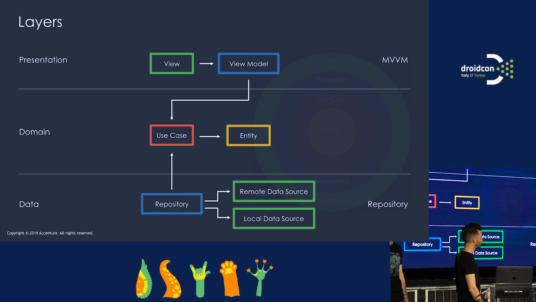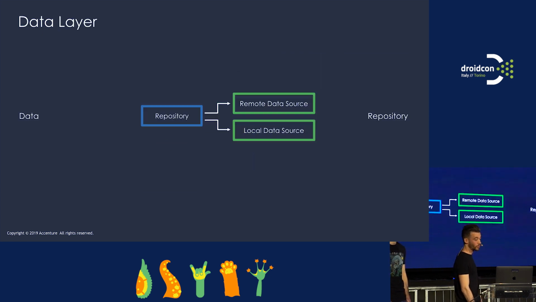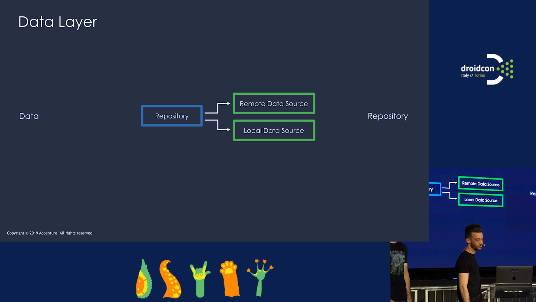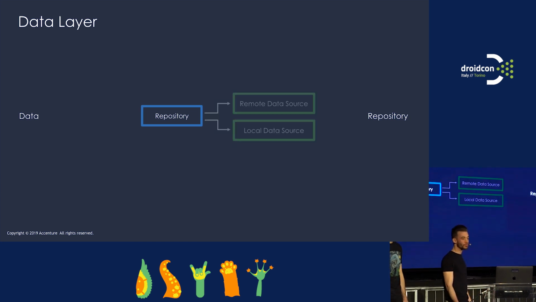But now, as we mentioned, our talk is about the data layer, so we are going to focus on this one. The data layer, as the name implies, takes care of retrieving data coming from different data sources, data that will be consumed by the other layers. As in the presentation layer we use the MVVM pattern, here we are using the repository pattern. This pattern identifies two components. The first one, of course, is the repository.